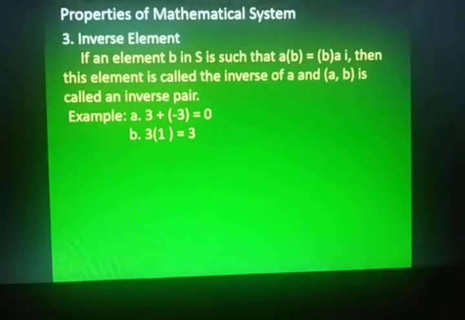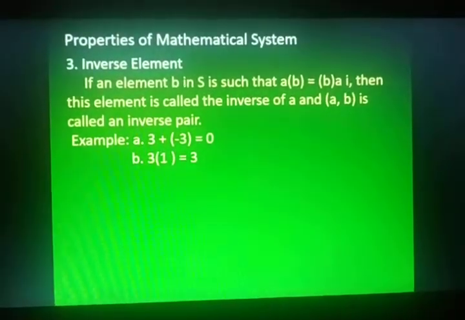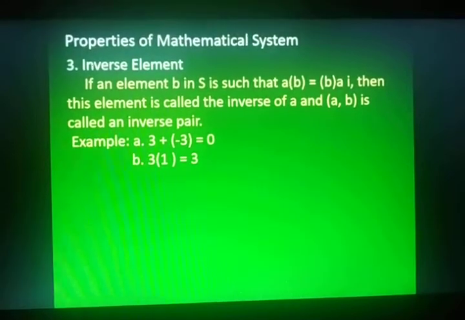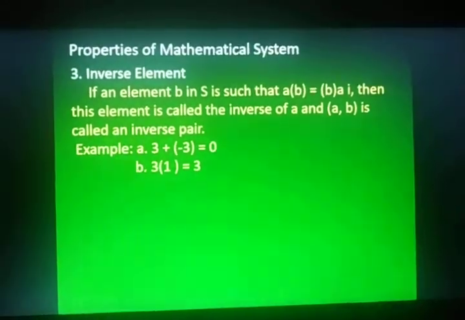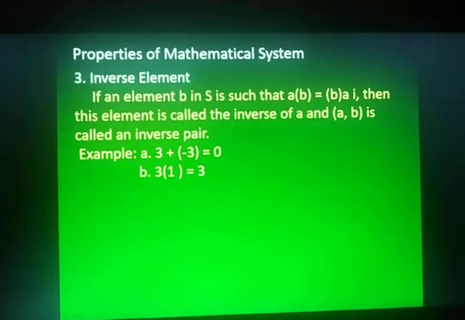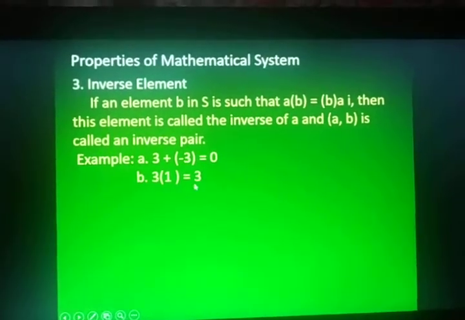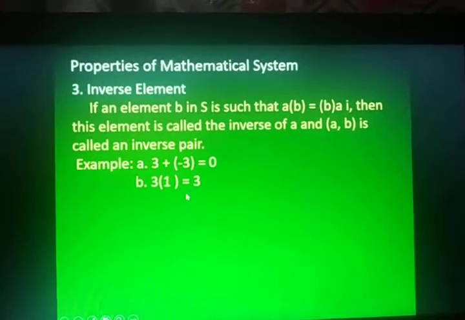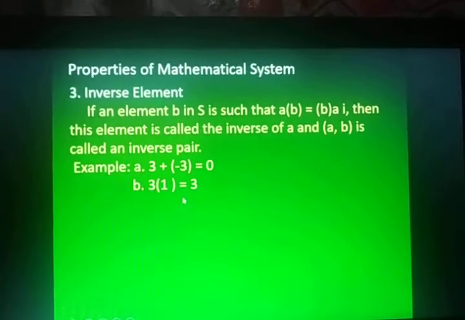Okay, I have corrected it already. Letter B, 3 times 1 equals 3, which means there is an identity that when we multiply any number to 1, the answer is always the same number. Just like that, 3 times 1 equals 3. Or 1,000 times 1 equals 1,000.